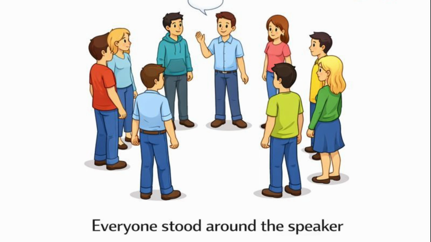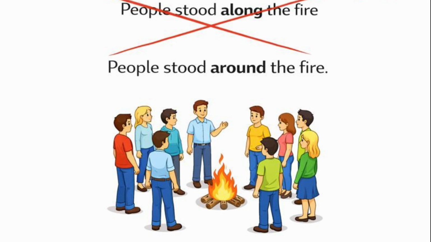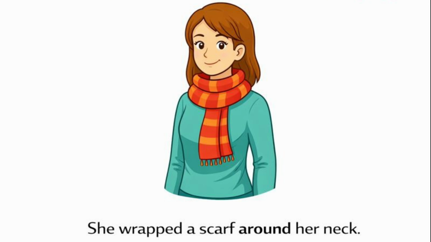We also use this preposition for people. Everyone stood around the speaker, meaning they surrounded him. A common mistake is using along instead of around. When something surrounds an object, the correct word is around. For example, she wrapped a scarf around her neck. This shows the scarf goes all the way around.